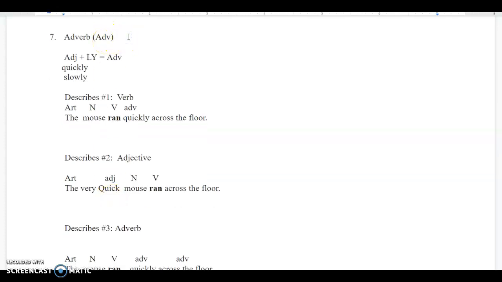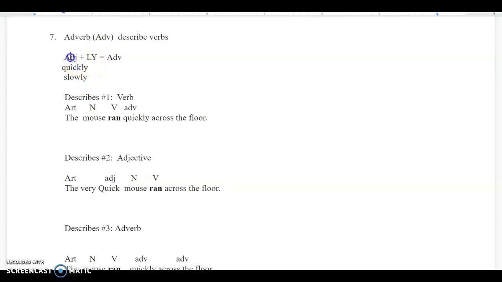Now, I'm sure you've learned that adverbs describe verbs, right? I'm sure you learned that in your elementary school. They describe verbs. Oh, they do. But let me talk about what other things they do.